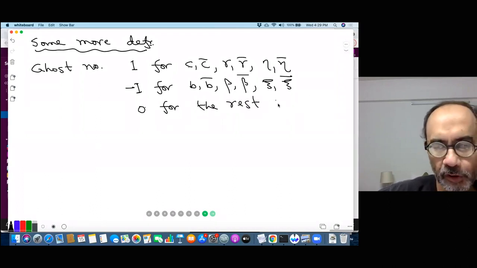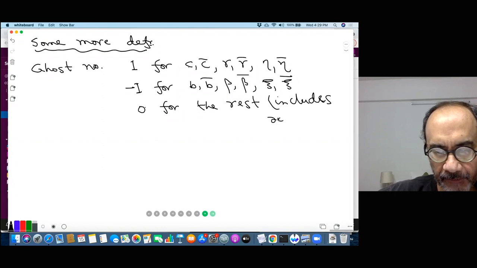And that includes these 5 fields, includes del phi and e to the q phi. So e to the q phi also has ghost number 0.